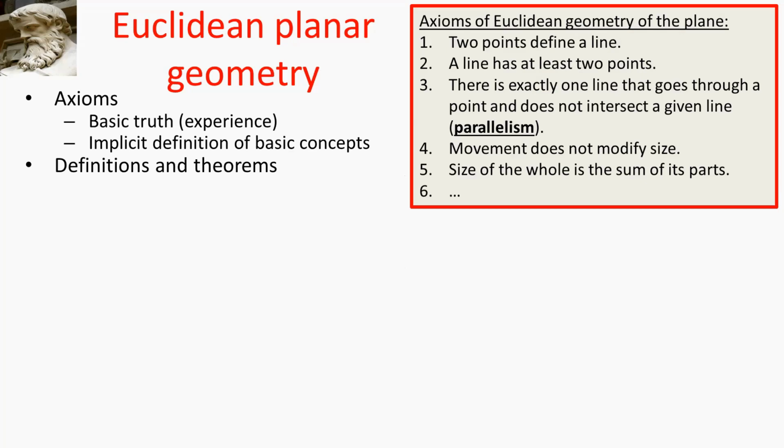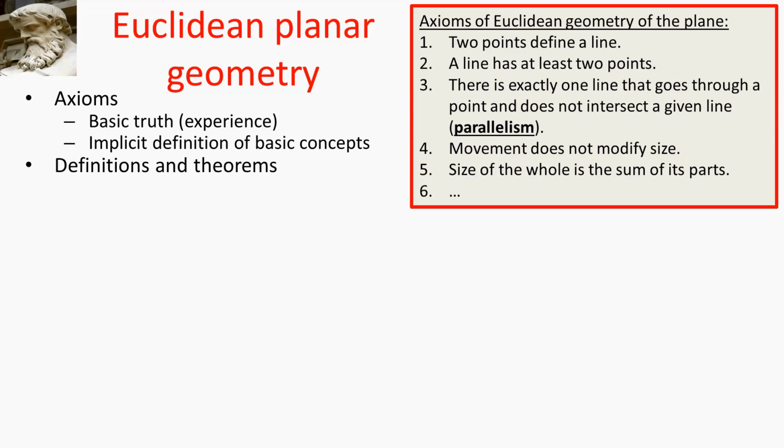Let us see some of the axioms of Euclidean geometry presented not in the form as suggested by Euclid, but I use a more modern formulation of Hilbert. So the first postulate is that 2 points define a line, and the second is a line has at least 2 points. The third is the most interesting. If we have a line and a point outside of this line, then there is exactly one line that goes through the given point but doesn't intersect our original line. In this case, we call this line parallel line.